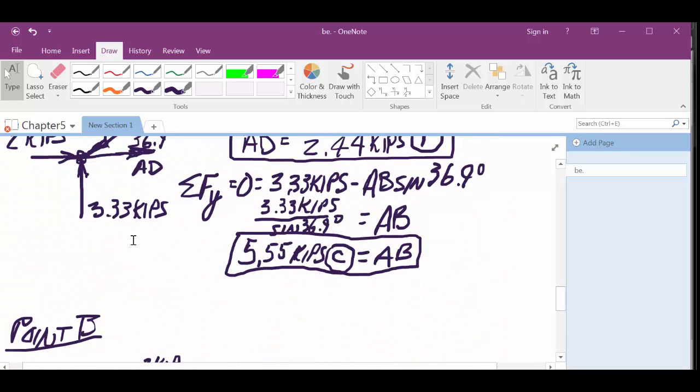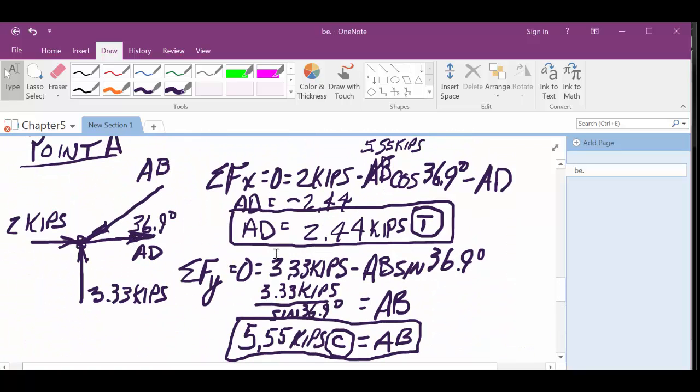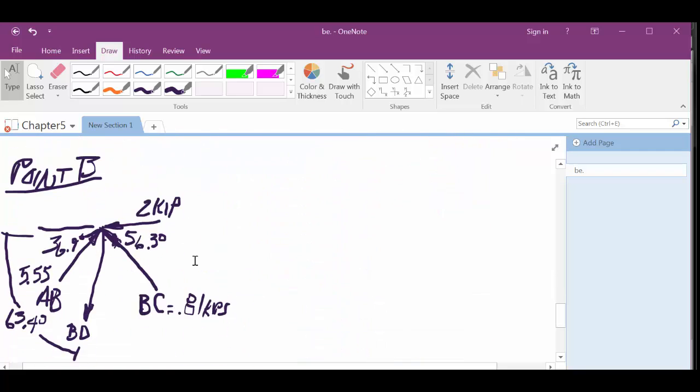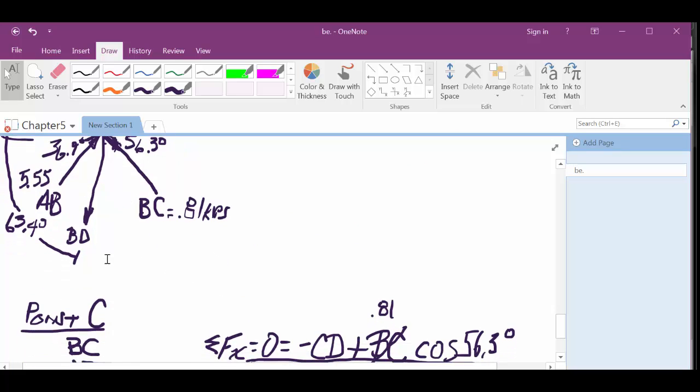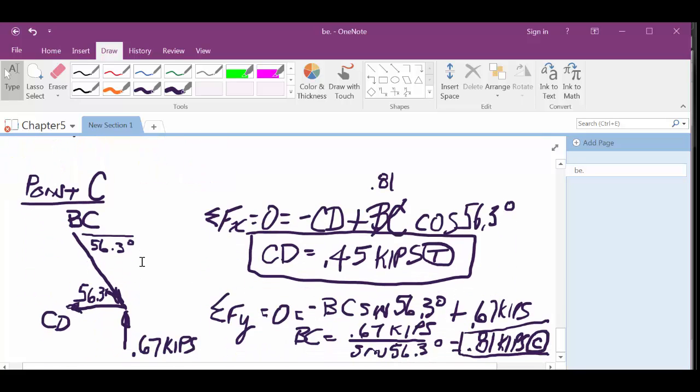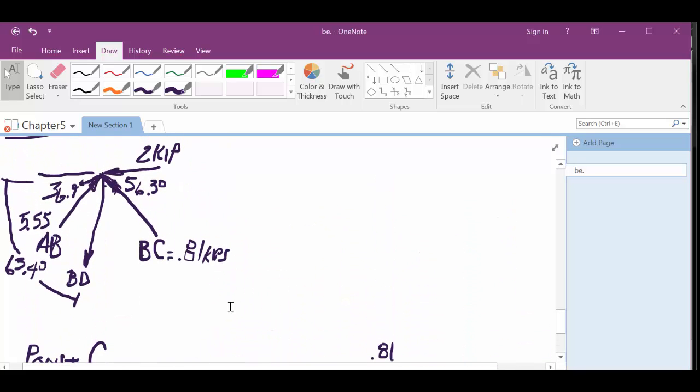AD is 2.4, that was the one we just did. Yeah, but it doesn't show up in point B. Down there, yeah. So I was thinking we had everything found already, but we don't. We still have to find BD, don't we? We have BC, yes. We don't have BD though. So now we would have to do one of these two. We either have to do the X or the Y.